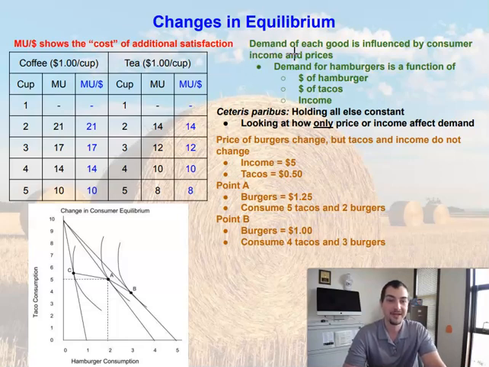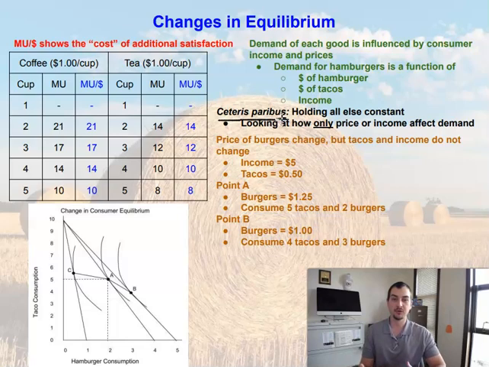So the demand of each good is going to be influenced by the consumer income and prices. For example, the demand for hamburgers is going to be a function of the price of hamburgers, the price of tacos, and the income. So the price of other goods, the price of the own good, and the income. Then we're going to throw in this nice little Latin word called ceteris paribus, meaning holding all else constant.